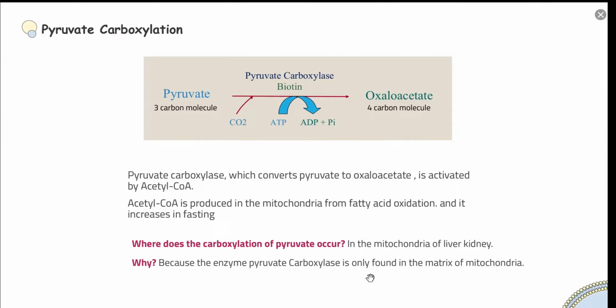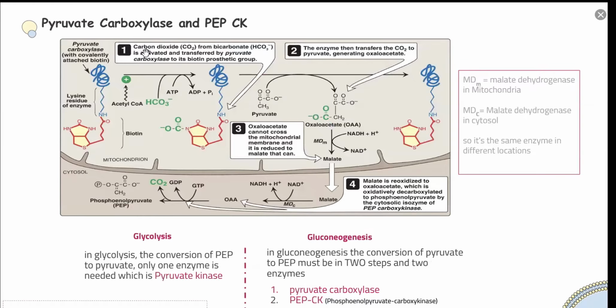So at this point, we should understand that pyruvate carboxylase is found in the mitochondria, and the enzyme requires a coenzyme called biotin for it to work. And then the enzyme is also activated by acetyl-CoA. So acetyl-CoA is what facilitates and activates the key enzymes of gluconeogenesis.